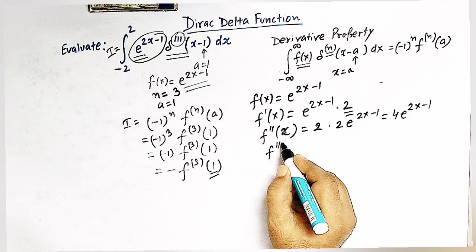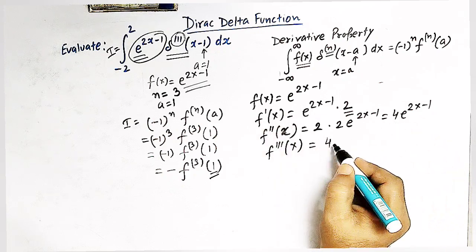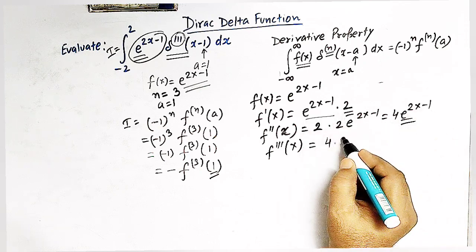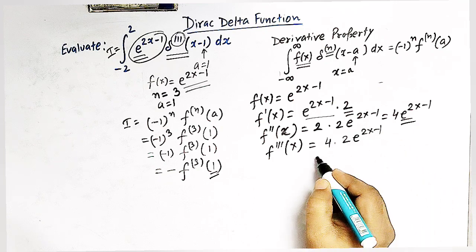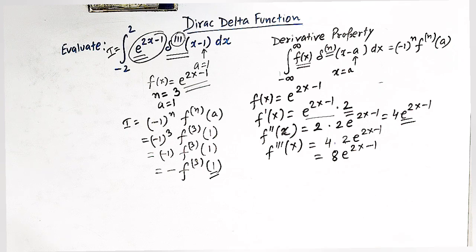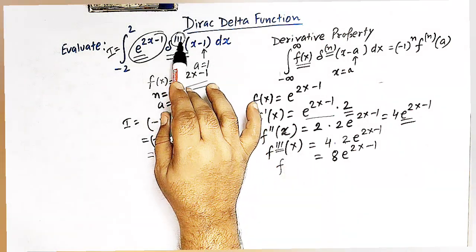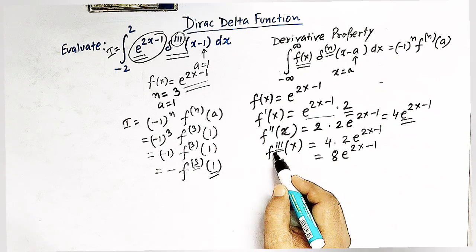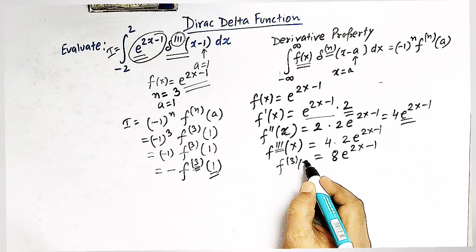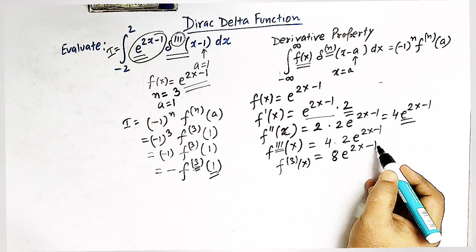Now let us find out the third derivative of f of x. So here we have the factor 4, and the derivative of e raised to 2x minus 1 is 2 times e raised to 2x minus 1. So this is 4 times 2, 8, that is e raised to 2x minus 1. So we have obtained the third derivative, right? Here we have the third derivative. So we can replace these 3 dashes by 3. So we have the third derivative of f of x as 8 times e raised to 2x minus 1.